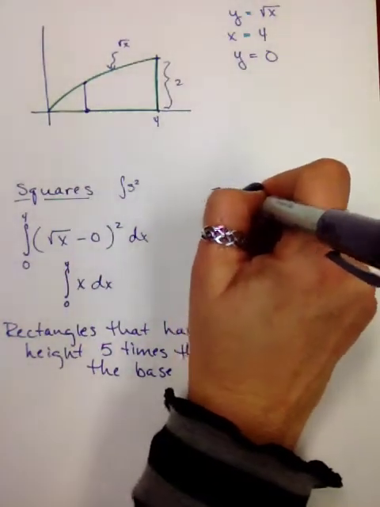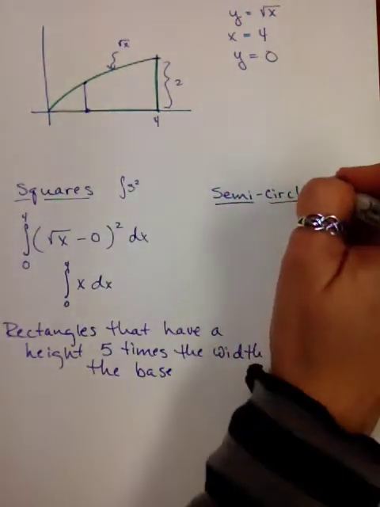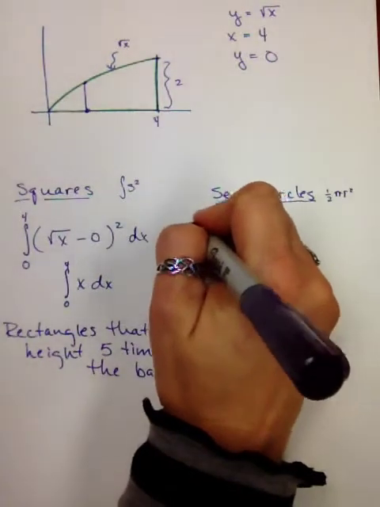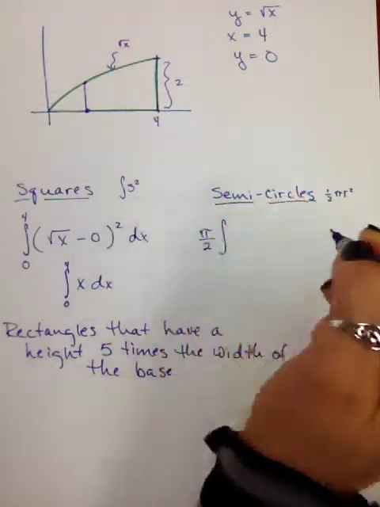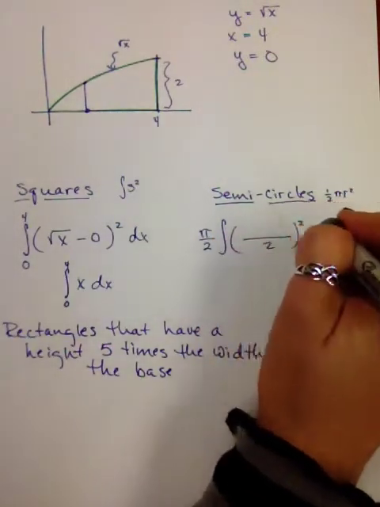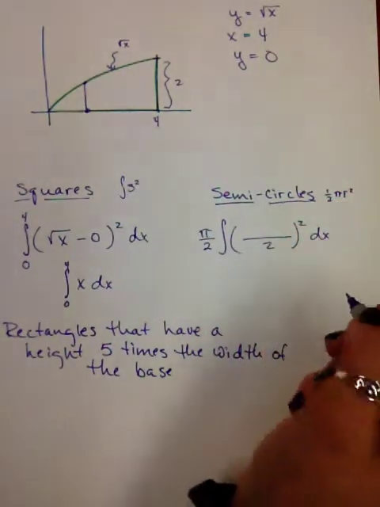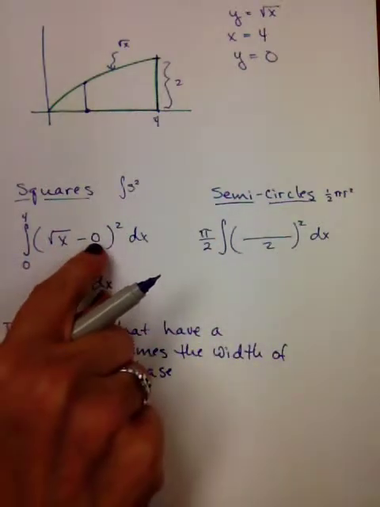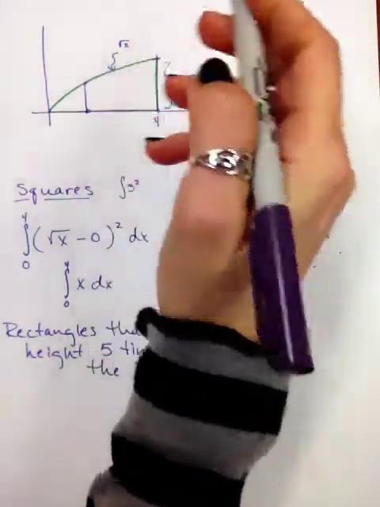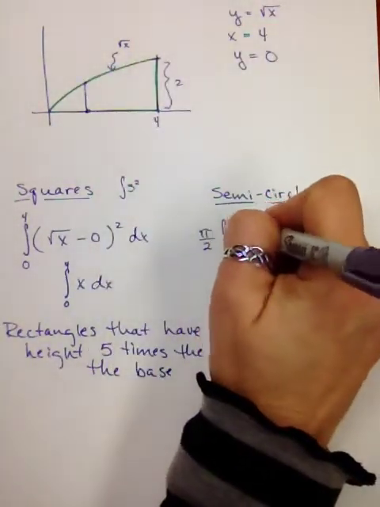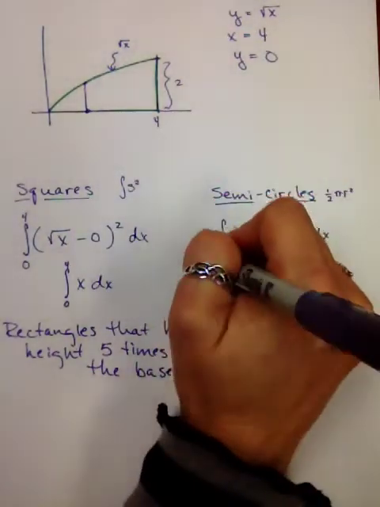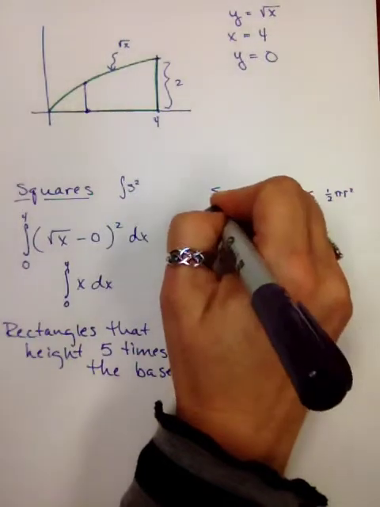For semicircles, the formula for area is 1/2 pi r squared. So I'll have a pi over 2 on the outside. And then I'm going to integrate my radius squared, and this is also with respect to x. More positive minus less positive, while it's the side length of the square, is actually the diameter if a semicircle came up. So for the radius, I'll do square root of x minus 0 divided by 2, squared. Same limits of integration, 0 to 4.